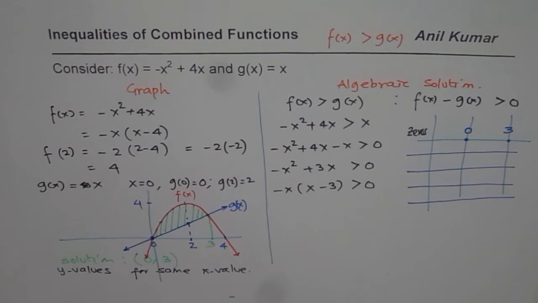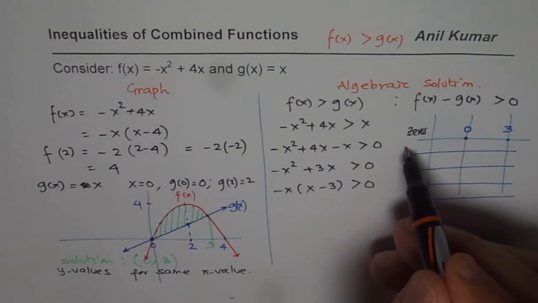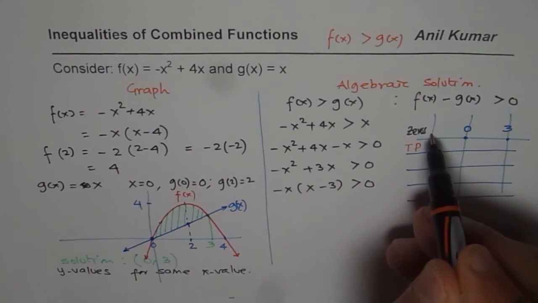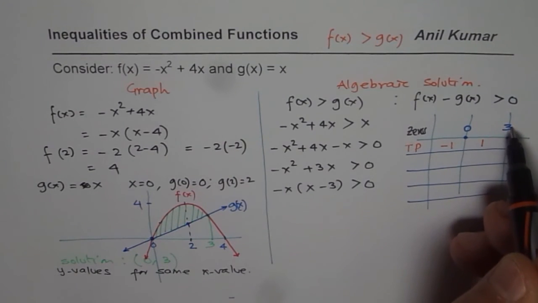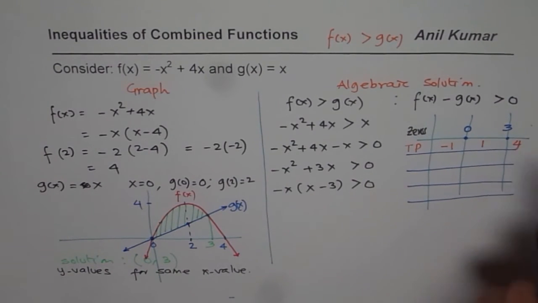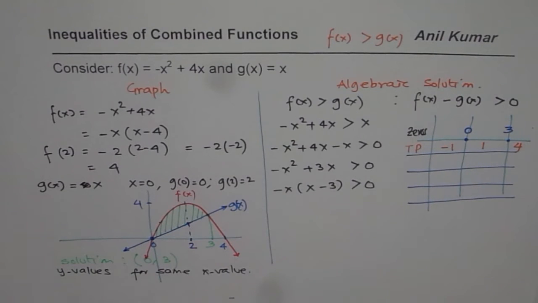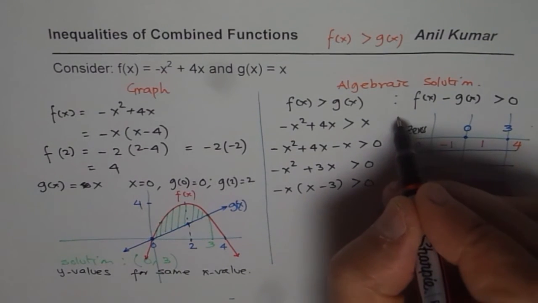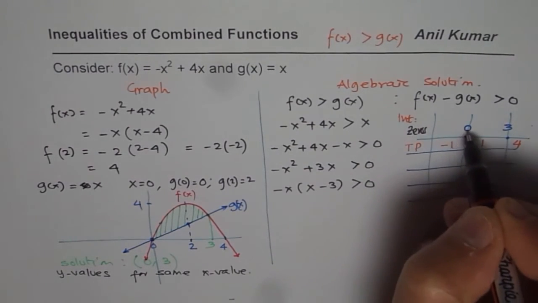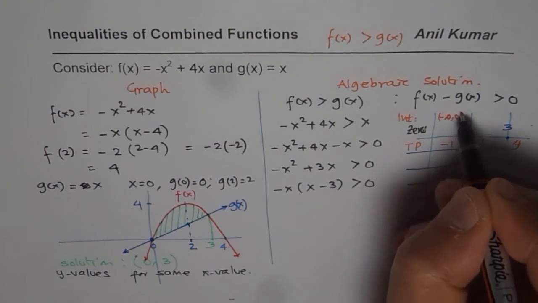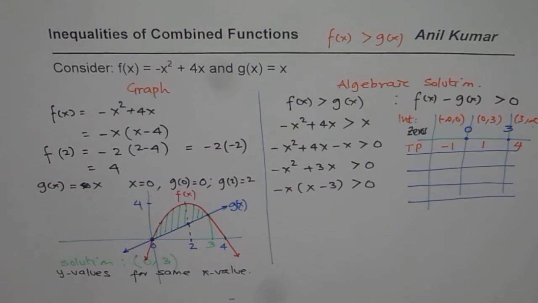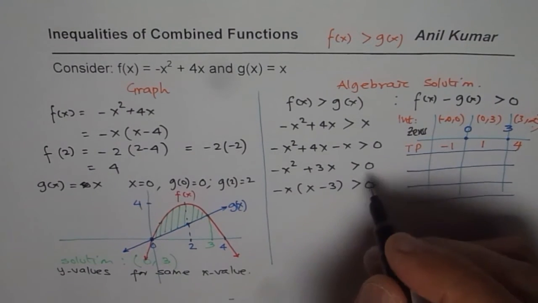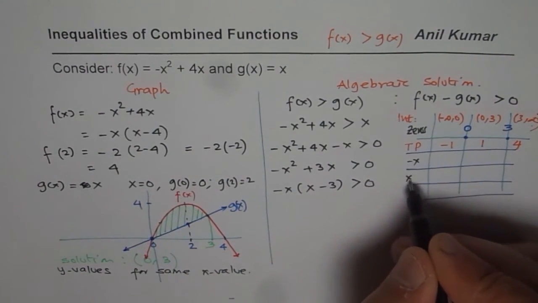So we'll take the test points in the given intervals. Test points from minus infinity to 0 could be minus 1, from 0 to 3 could be plus 1, and from 3 to infinity could be 4, right? So what we are doing here is checking the intervals. This interval is from minus infinity to 0, this is from 0 to 3, and then we have 3 to infinity. These are the three intervals which we need to test for. Our factors are minus x and x minus 3.